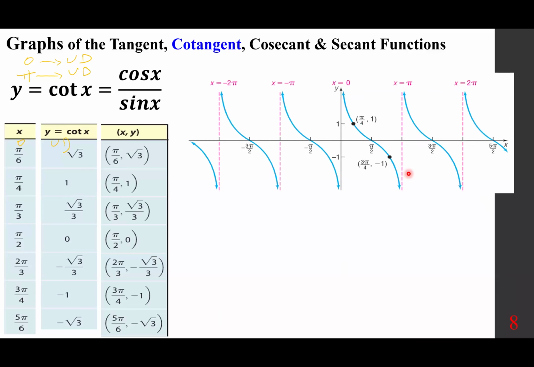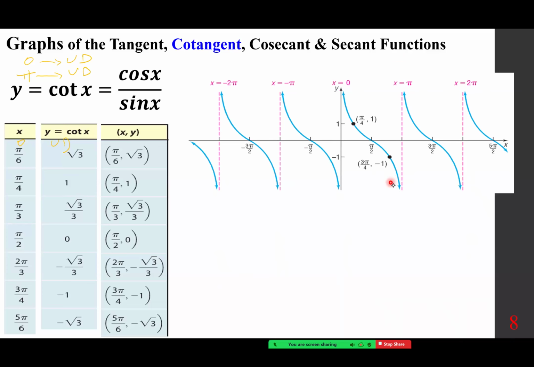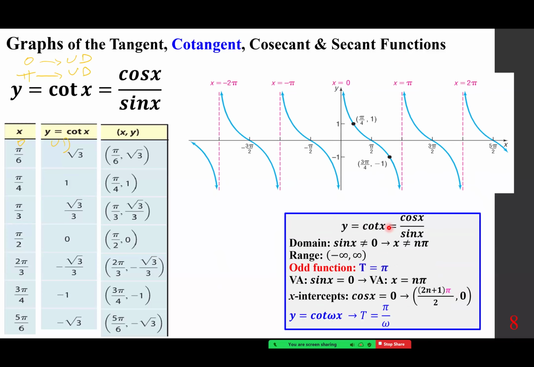Again, of course, you continue indefinitely on both sides. So let's go back. This is one complete cycle. And you continue indefinitely on both sides. Y equals cotangent x, or cosine over sine. Domain: denominator can't be 0. Sine x can't be 0. X can't be n pi. Range from negative to positive infinity. There is no restriction. It's an odd function, as you know, and the period is pi. So where sine is 0 would be VAs. Sine x is 0. That means VA happens at x equals n pi.